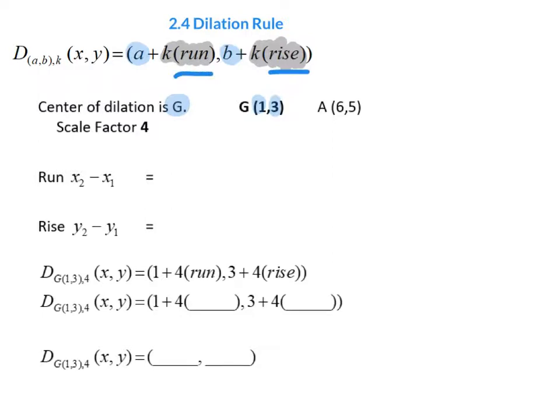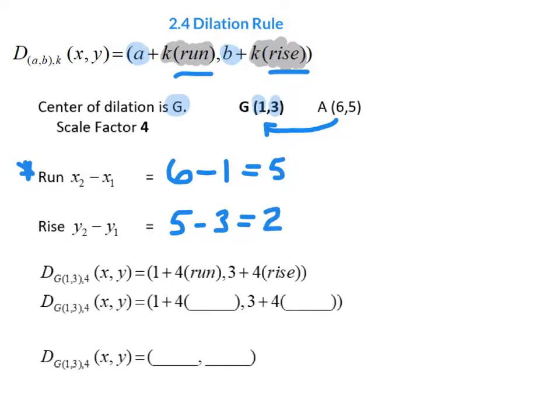So let's calculate the run. The run is the change in the X values. So in this case, that would be 6 minus 1. And you would always do it in the order of the point to the center of dilation. So 6 minus 1 and 5 minus 3. The order in this case matters because it determines kind of a direction as well. And so we get 5 and 2.